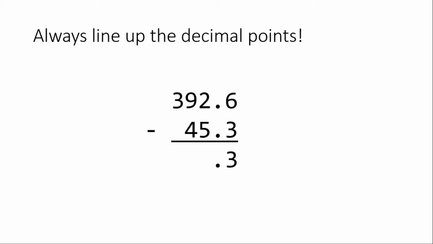So look at the tens place, and we're going to regroup. So yes, we can regroup from the 9. 9 is going to be 8 now, and we're going to regroup one of those 10s over to 2. So 2 plus 10 is 12. 12 minus 5? Yep, 12 minus 5 is 7. And then 8 minus 4 is 4. And then 3 minus nothing is 3. So 347.3, or 347 and 3 tenths.